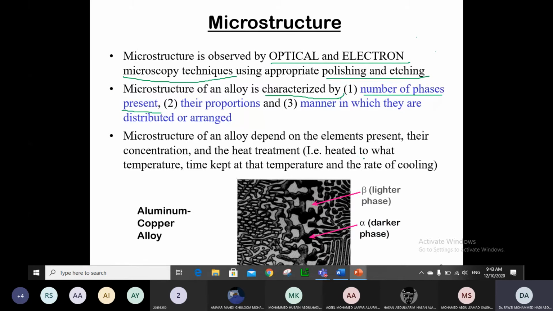We already saw that. We said at the beginning of the chapter, we can use the phase diagram, in addition to the history of heat treatment, as a tool to predict the number of phases that we are going to have. Number of phases, meaning what?